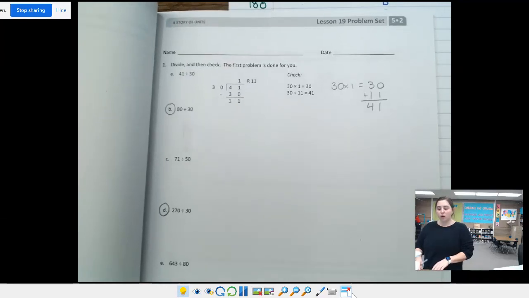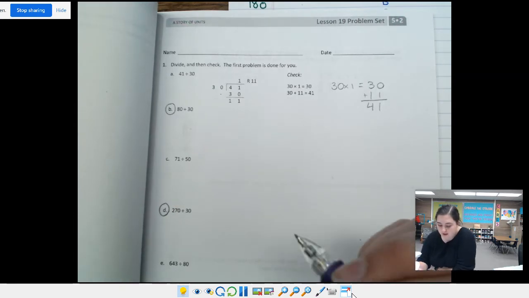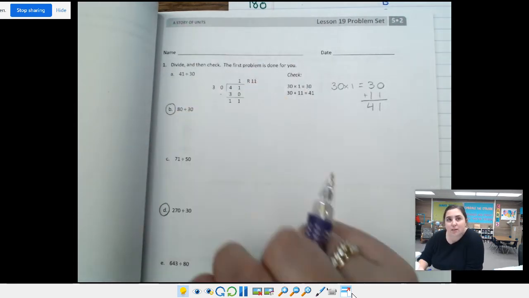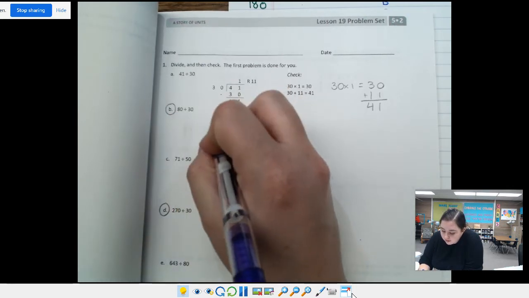Okay, let's check our work on our lesson 19 problem set. Again, your must-dos are B, D, and F. So for B, I decided I wasn't going to flip my paper because I have this extra room where C is. So I'm going to solve it like this.